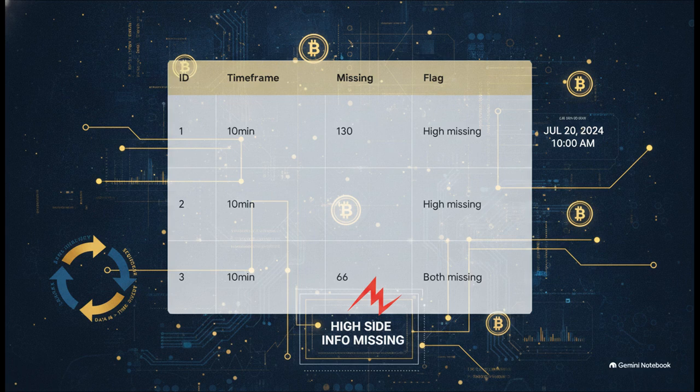In a loose, amateur backtest, this gap might just be smoothed over, interpolated, or entirely ignored just so the system doesn't break. But under our framework, we meticulously flag this as high side info missing. We have to precisely track exactly what information is absent. If a 10-minute gap with 130 missing data points exists, your algorithmic engine must acknowledge exactly what blind spots it's operating with before it can validate even a single simulated trade.